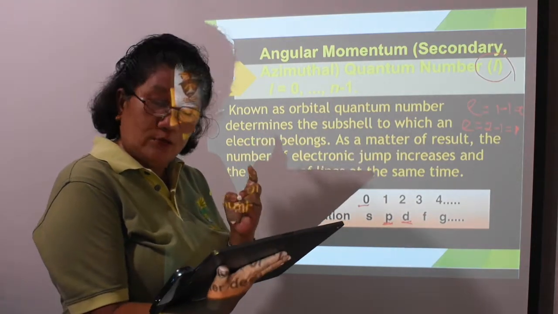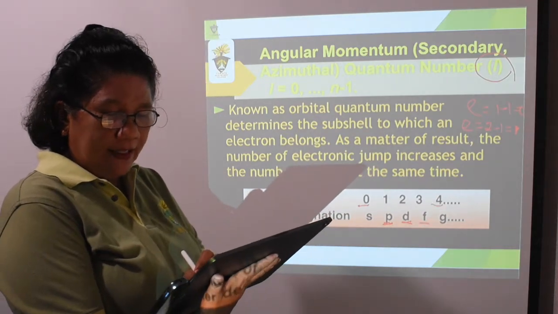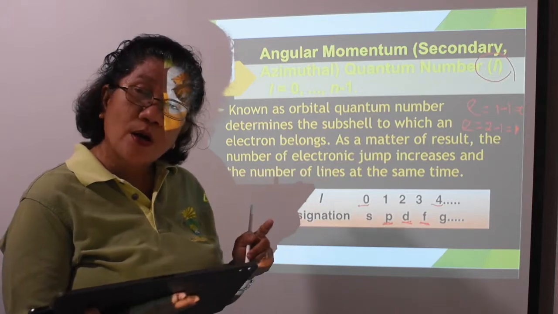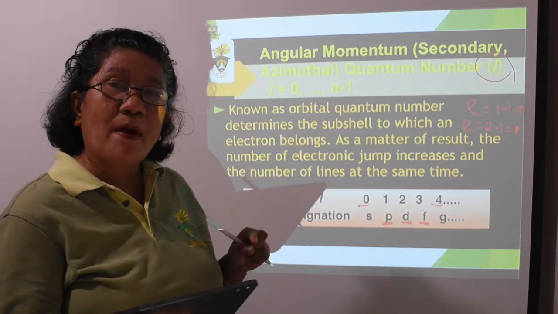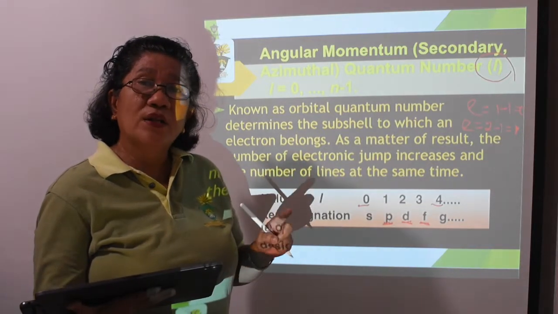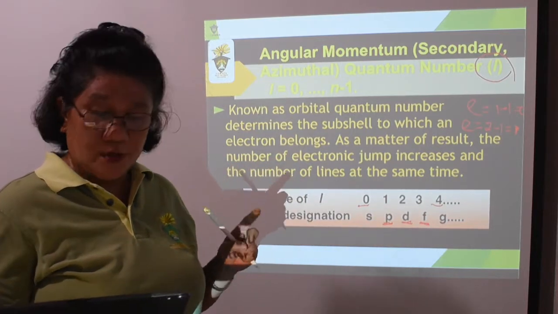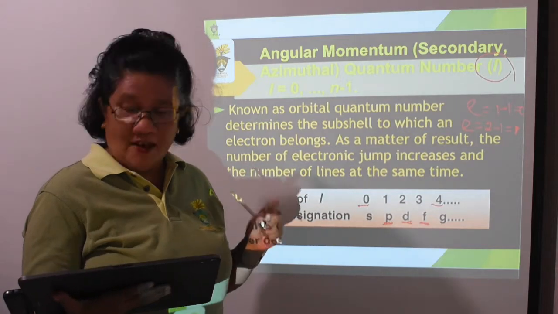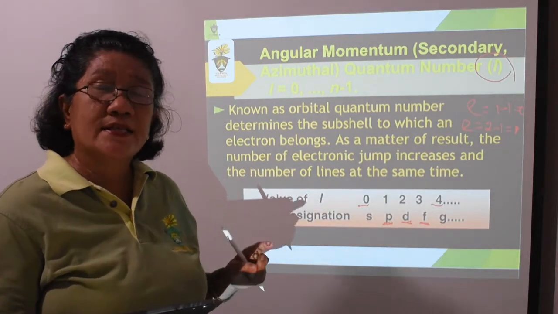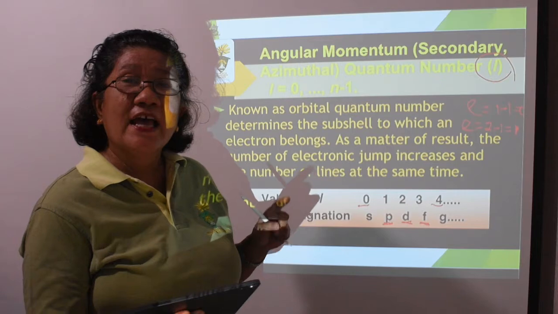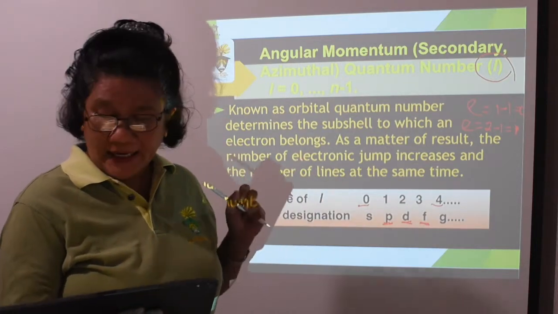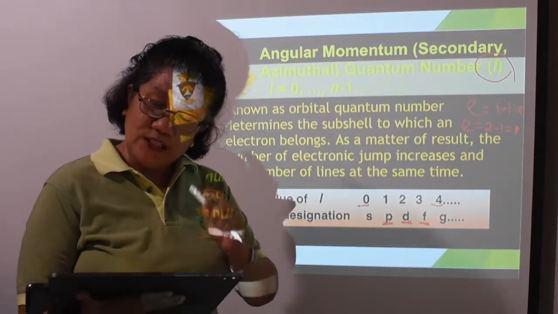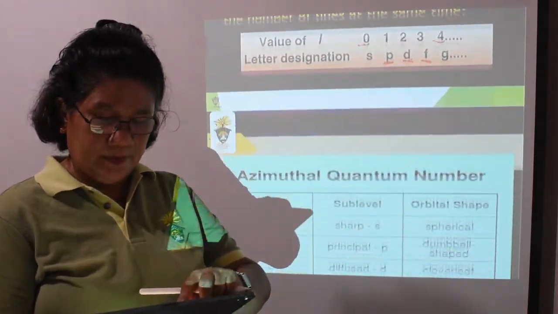When L is equal to 4, it is equivalent to our F sub 11. Also, you should remember that there is a maximum of 2 electrons in the S sub shell or sub level. P has 6 electrons. D should have a maximum of 10 electrons. F will have 14 electrons. That is for the angular momentum.